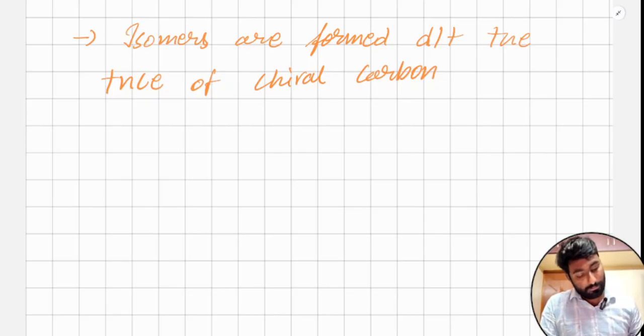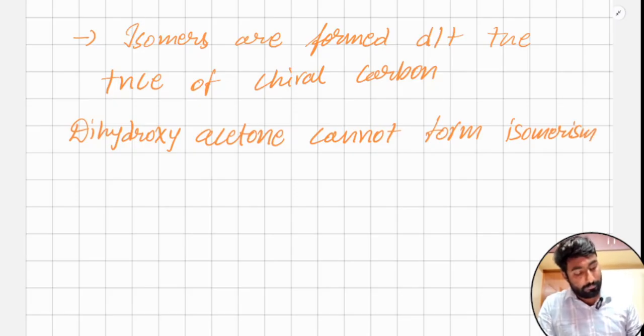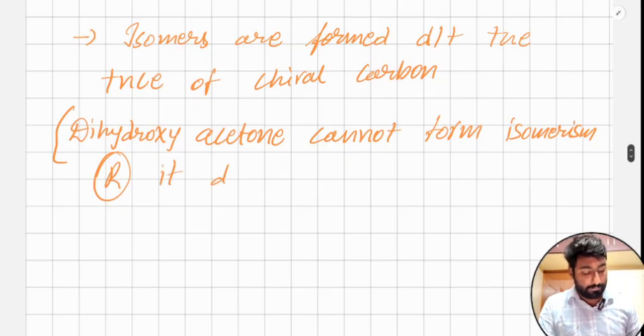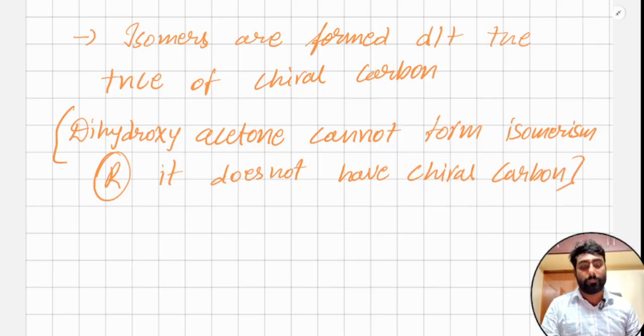So write a note: dihydroxyacetone cannot form isomerism. What is the reason, students? The reason is it does not have a chiral carbon. Okay, got it? Okay.